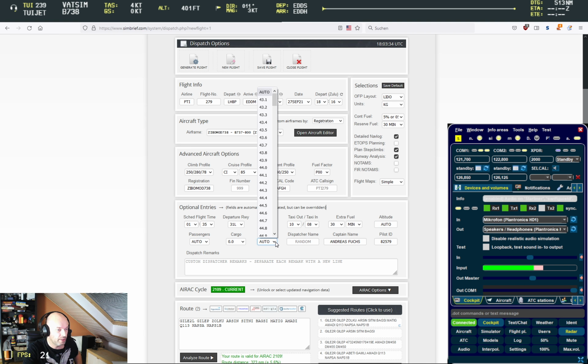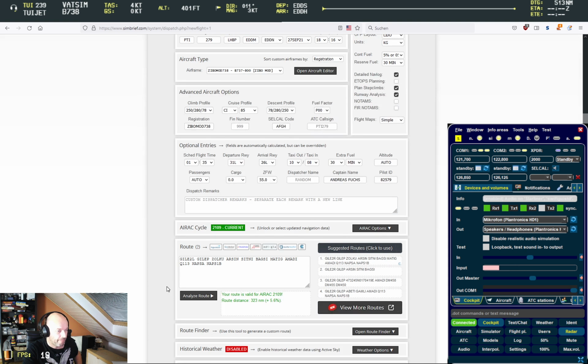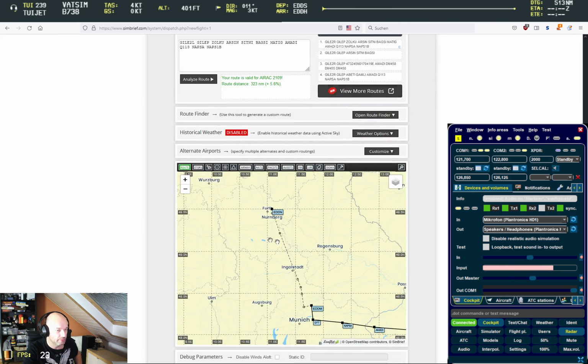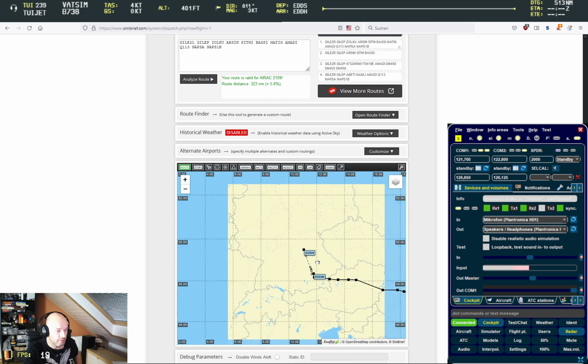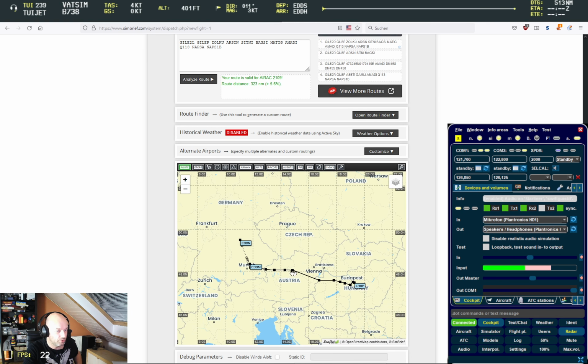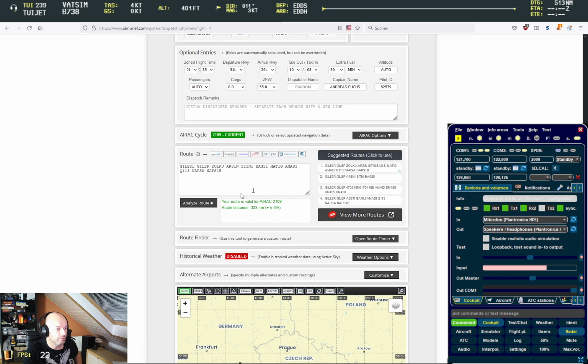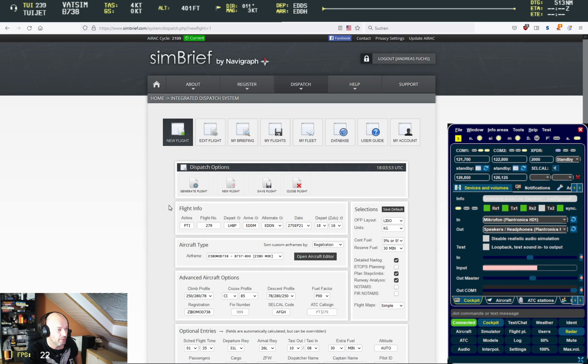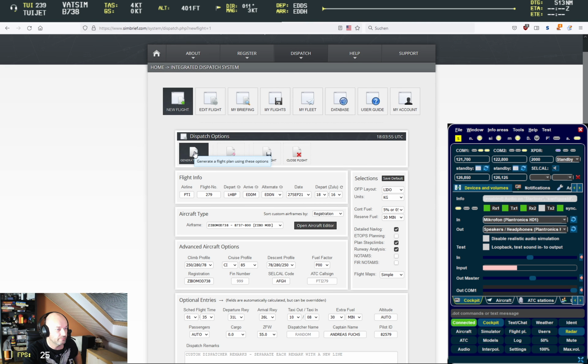We make the altitude automatic. Passengers auto, now we take 0 fuel mass. Let's add about 10 tons, 55 tons, 0 fuel weight. And let's have a look. Here, routing. Oh, it's zoomed in. There we go. Yeah, that is a good routing. I accept it. No reason to change it. And then let's go up here and say generate flight.